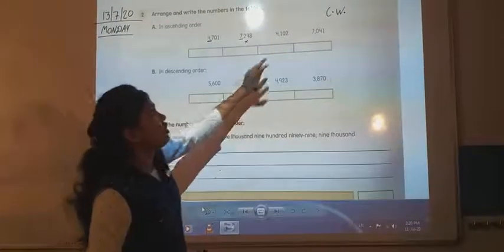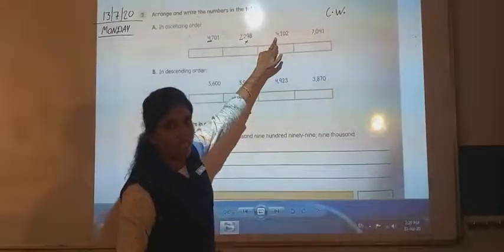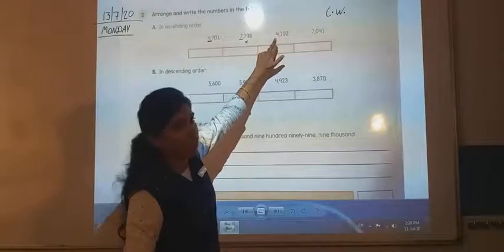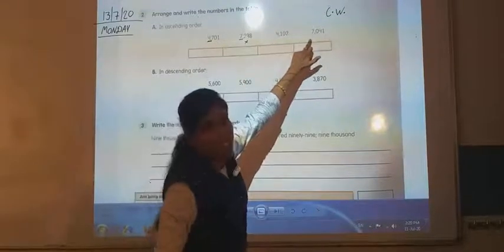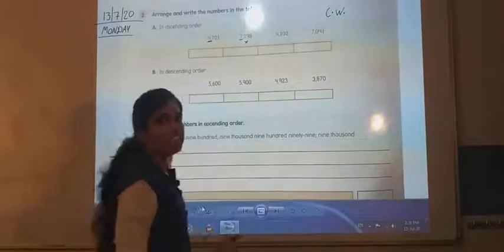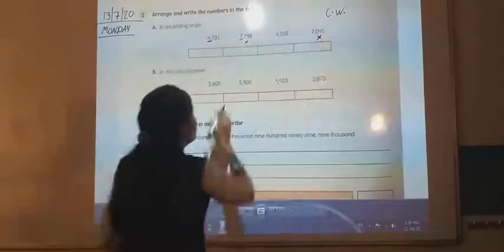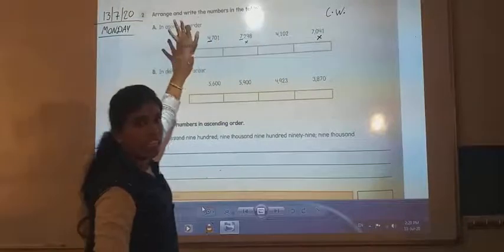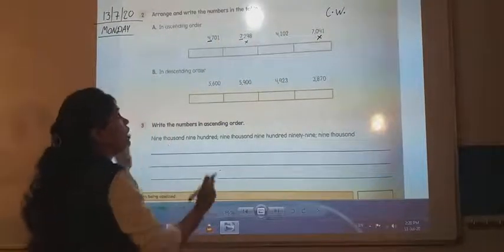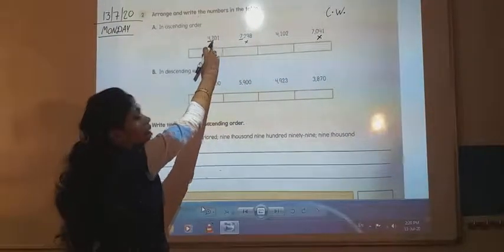Now we have 4 in the thousands place, and in the last number we also have 4 in the thousands place. So we will compare only these two numbers. Now compare the hundreds place.